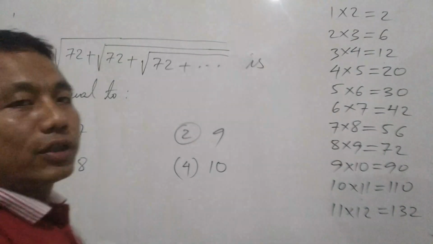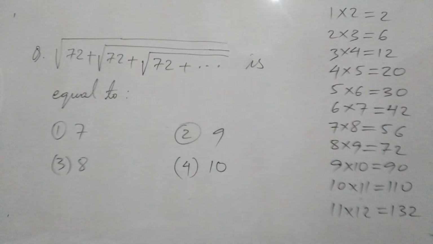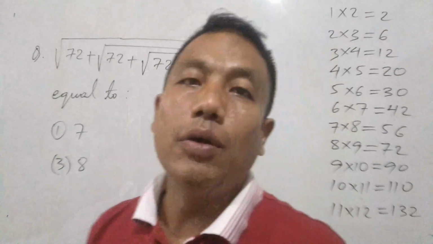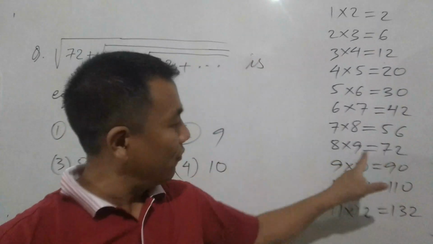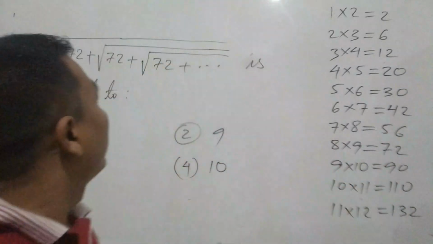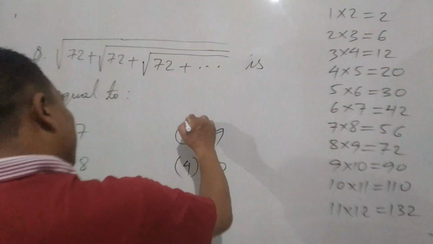What is the answer of this question? 72 is the product of two consecutive natural numbers. What are those numbers? Product of 8 and 9. In between we have plus, therefore the bigger number is the answer. Right.